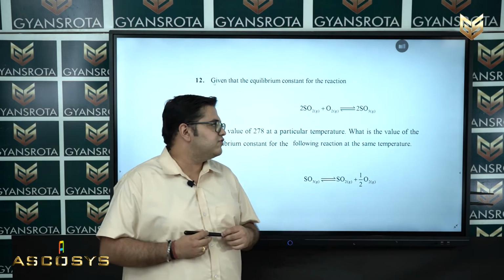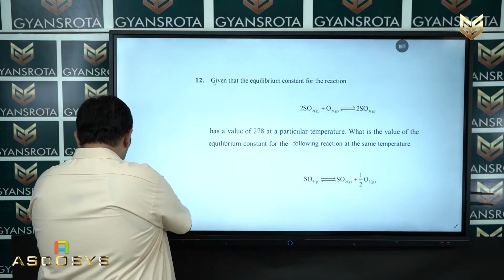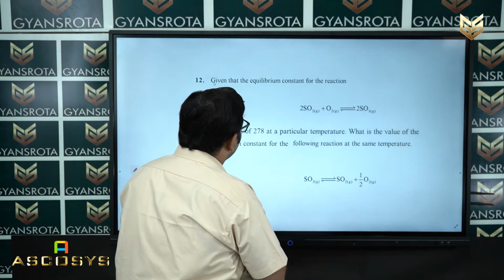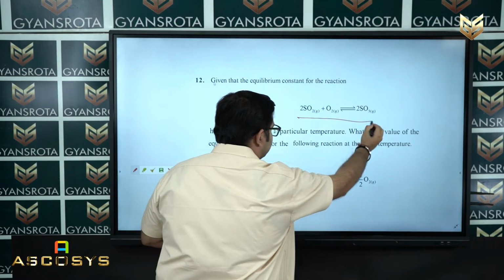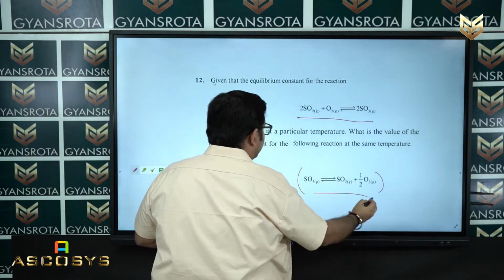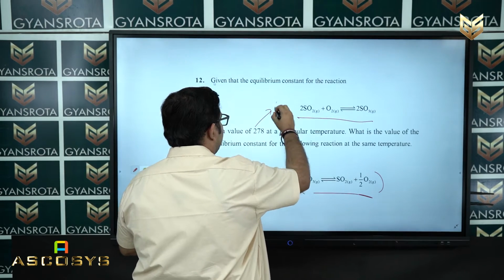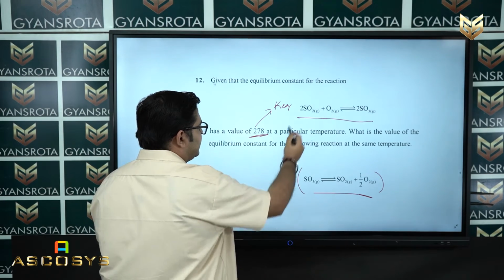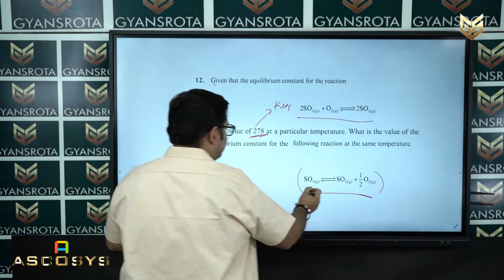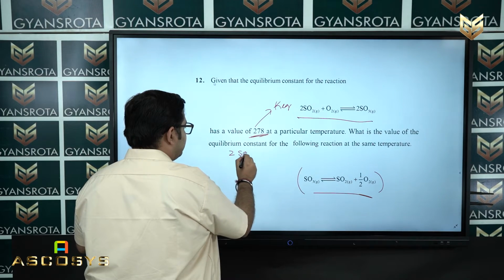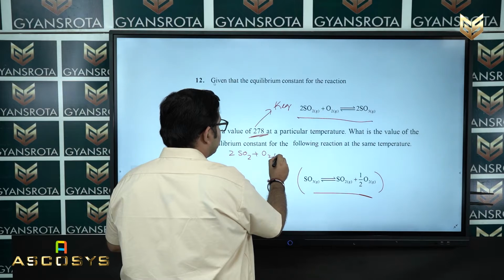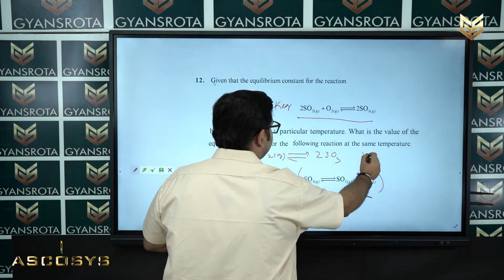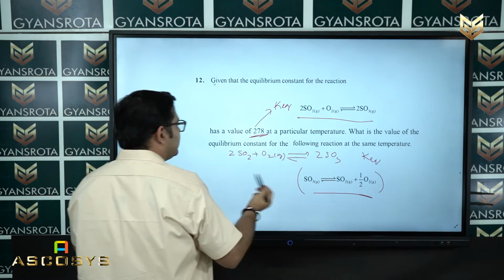Now moving to the solution part. This question comes from your equilibrium chapter of your class 11 NCERT. If you see, the given reaction is this one, and they ask the equilibrium constant for this reaction. They give the K equilibrium for this reaction, that is 278. I am just writing the reaction as 2SO2 plus O2 gives 2SO3, and they give you the K equilibrium for this reaction.